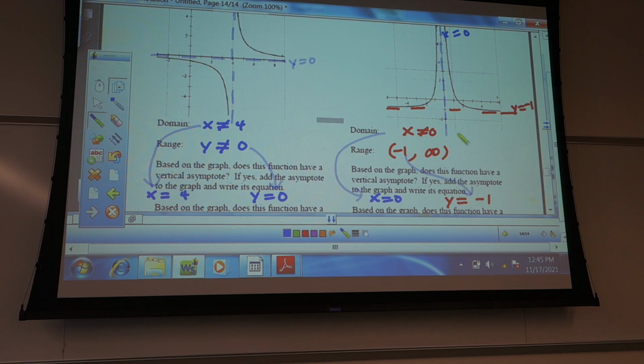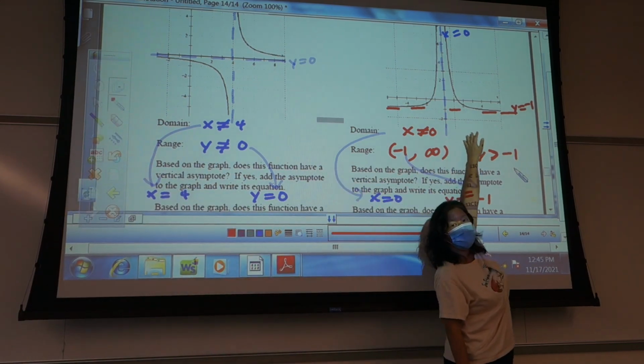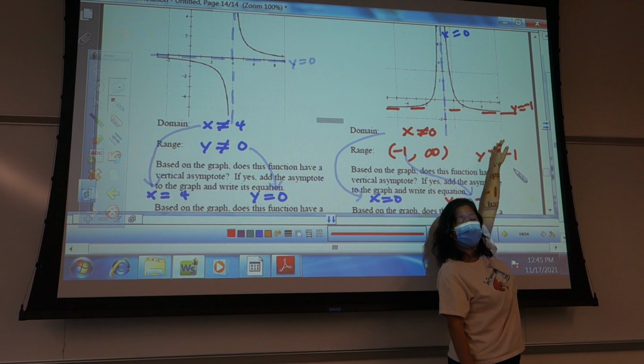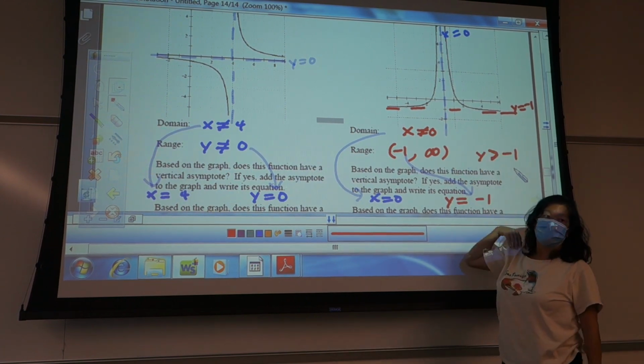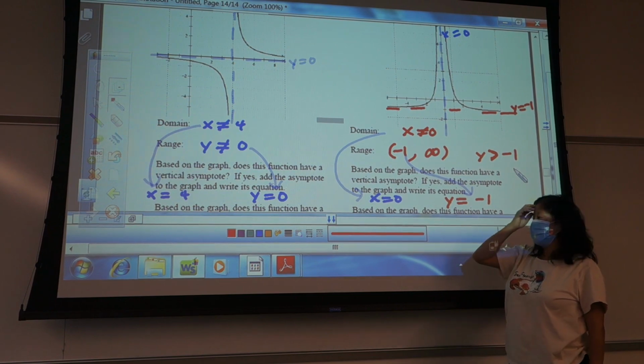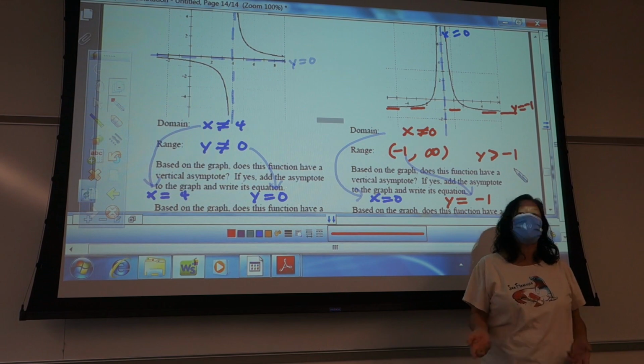But then y also can't be anything below. So you have to write this as y is greater than -1. Because it's not just -1 it can't be, it can't be any of this stuff down here either. Does that make sense? It's throwing you off, because it can't be -1, but it also can't be anything below -1. So when it can't be a whole bunch of stuff, then we say what it can be.